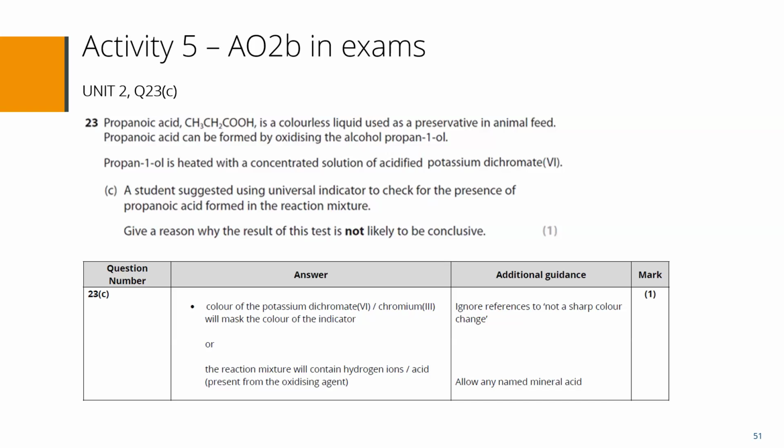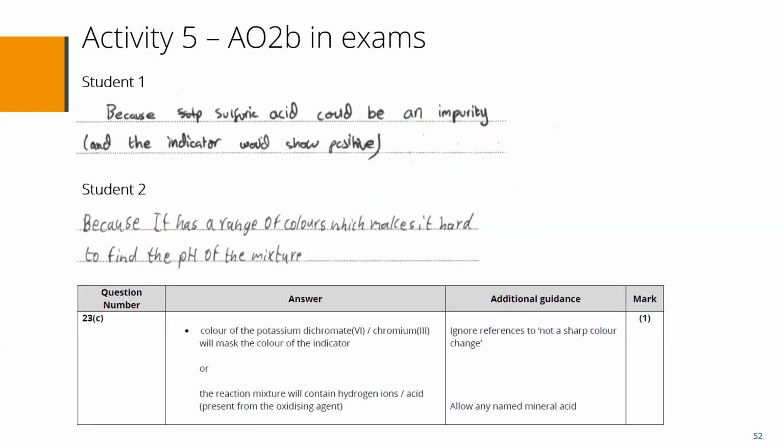And the reason, of course, is that the colour of the potassium dichromate, or the chromium(III), will mask the colour of the indicator, or the reaction mixture will contain hydrogen ions or acid that's present from the original oxidizing agent. The additional guidance says ignore references to not a sharp colour change, and you can allow any named mineral acid. Okay, so there's student 1, student 2. Their answers.